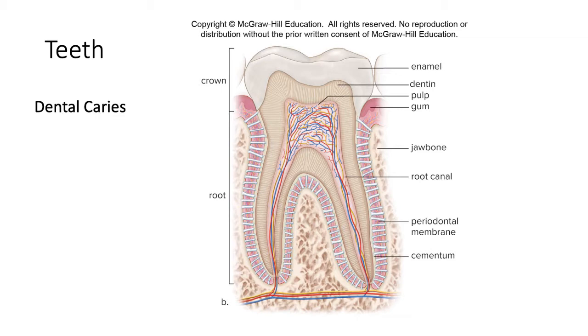Dental caries are cavities. These occur when bacteria live in the mouth and form colonies. The bacteria produce acidic waste, which eats through the enamel covering the crown. If the cavity gets deep enough, it can cause inflammation of the dentin and cause pressure on the nerves that supply the tooth, causing pain. Fluoride treatments strengthen the enamel, making it more resistant to erosion.